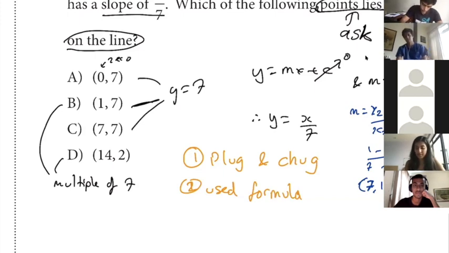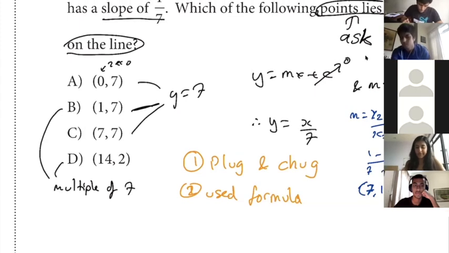In the question it says that it has a slope of 1/7. So you already know that c equals 0. In the y equals mx plus c formula, c equals 0, so you can just cross that out.